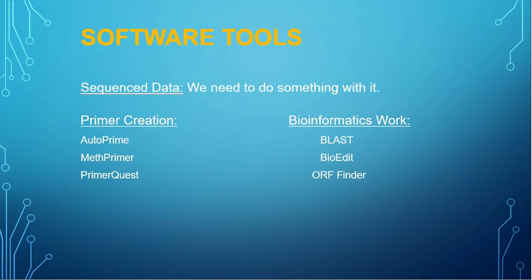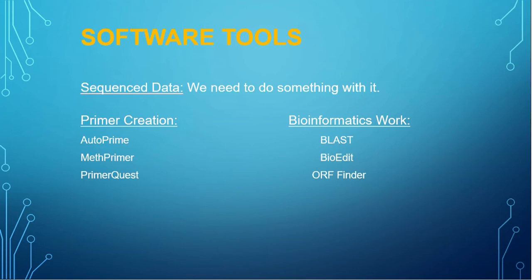Now, once we have this sequenced DNA, we need to be able to do something with it. This is where these software tools come into play. There are two major categories when dealing with software tools and programs in the field of bioinformatics. The first category is primer creation. So a primer is a short single strand of RNA or DNA that serves as a starting point for DNA synthesis and is generally required for DNA replication.